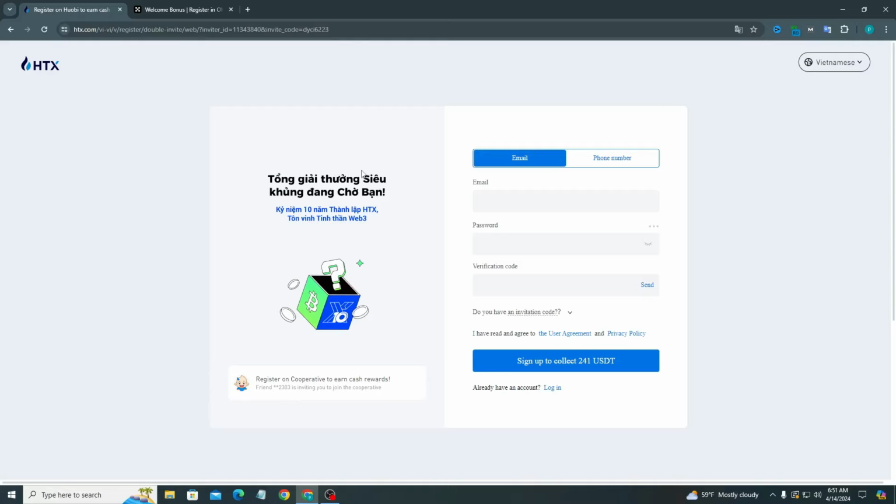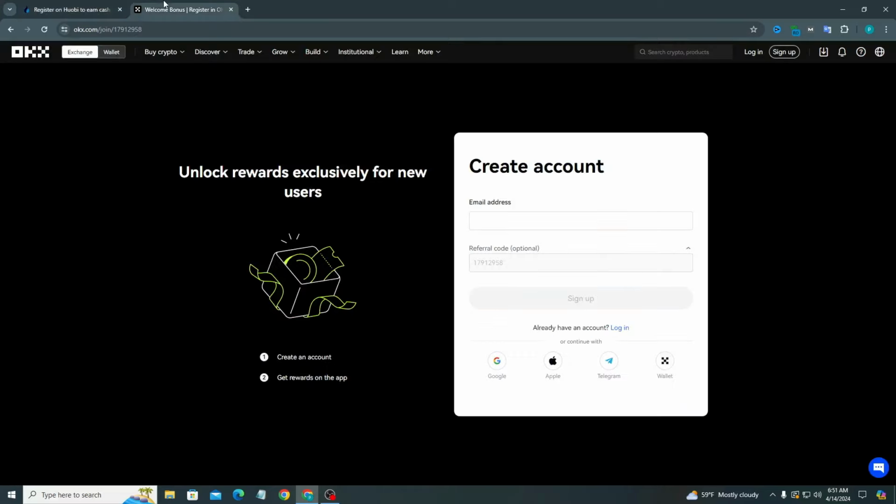So today we are going to talk about HTX Huobi. Before it was Huobi, but now it's HTX, and we are going to compare it with OKX. Basically, we are comparing the strengths and weaknesses, the trading, the crypto, and the transaction fees. So we are going to talk about everything.